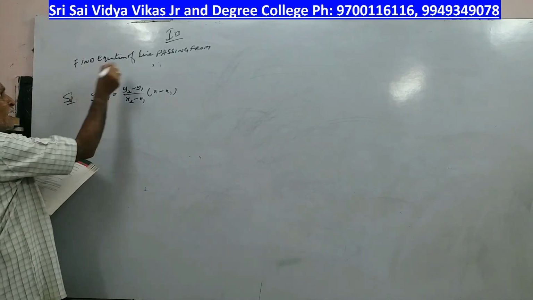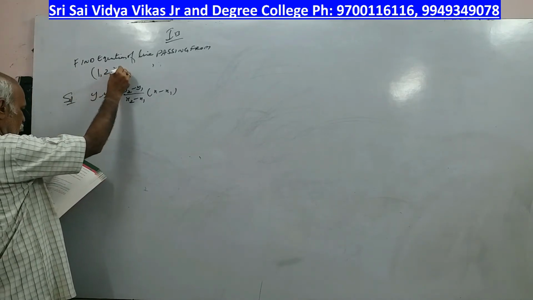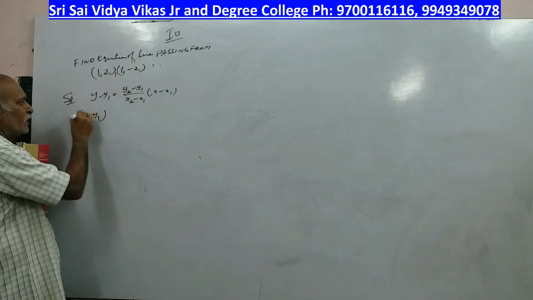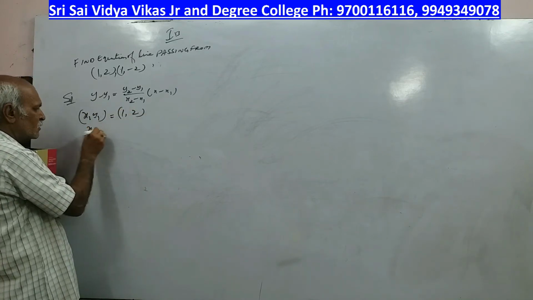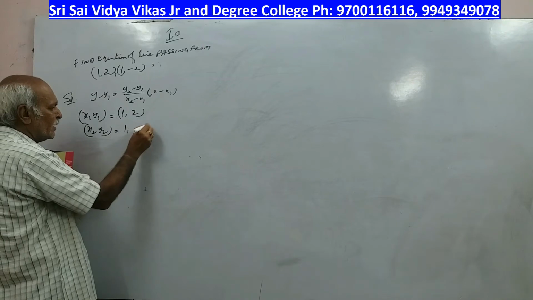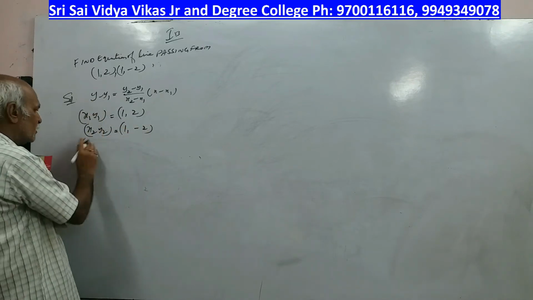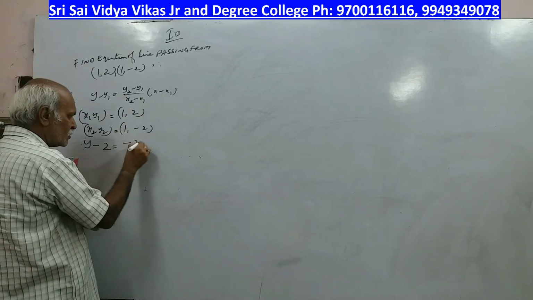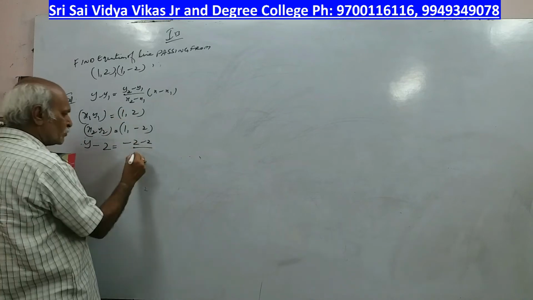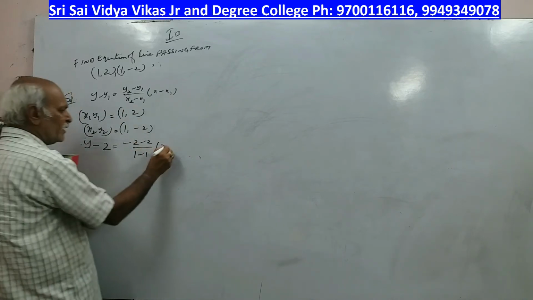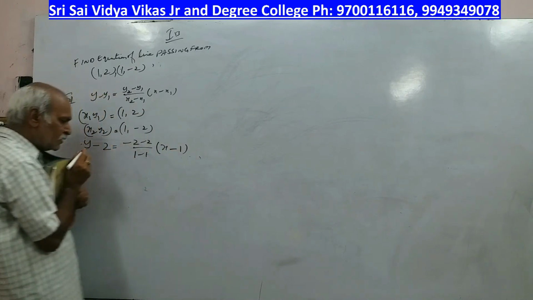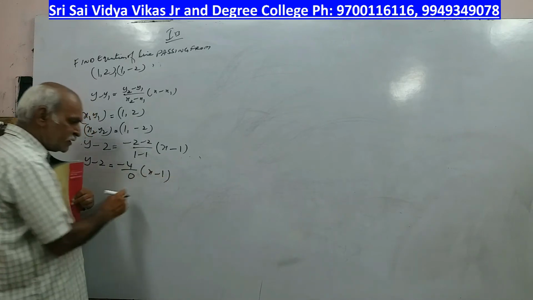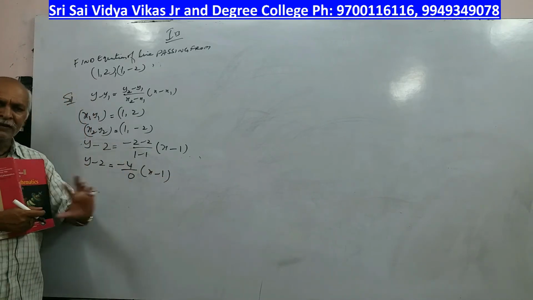Find the equation of the line passing from 1 comma 2 and 1 comma minus 2. Again, x1 y1 is 1 comma 2, x2 y2 is 1 comma minus 2. Formula, we put in the formula, y minus y1, y1 is 2, y2 minus y1, minus 2 minus 2, by x2 minus x1, 1 minus 1, x minus x1, x1 is what, sir? 1, right? You observe the answer, minus 4, 1 minus 1 is 0. See, don't bother about minus 4 by 0, what will happen, all that, don't have confusion, sir.